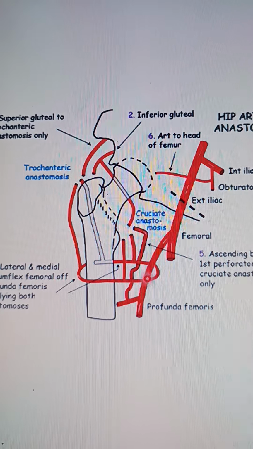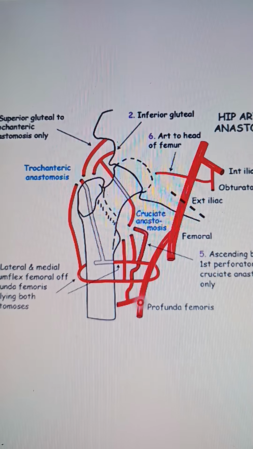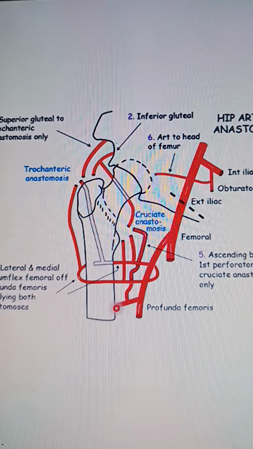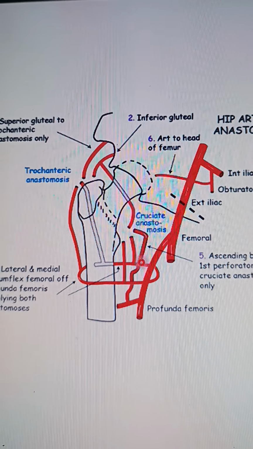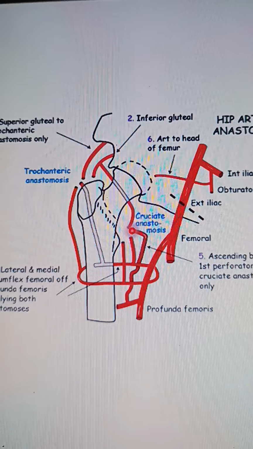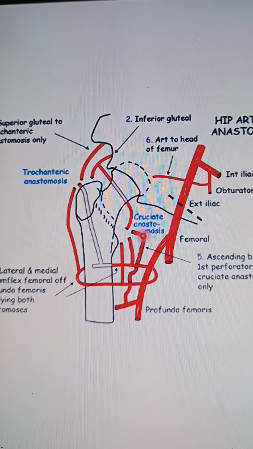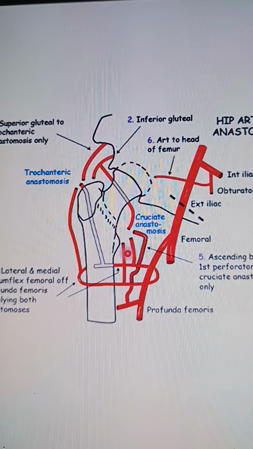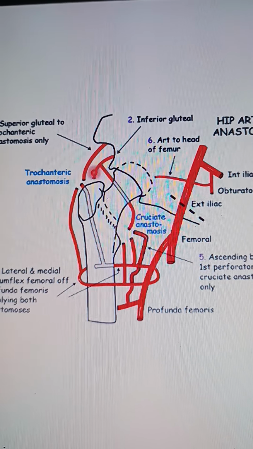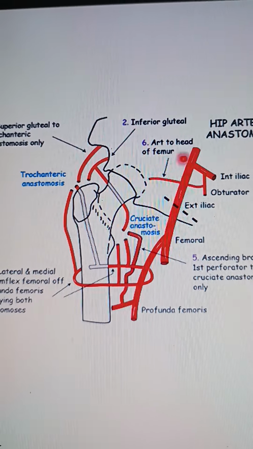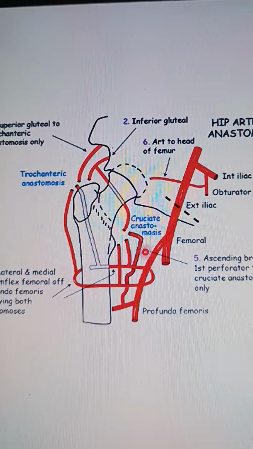Okay. Now, profunda femoris goes further distally, where it will give a few perforating branches. This is the first perforating branch. From there is again an ascending branch going up along with the ascending branch from the two circumflex arteries. So these three arteries contribute to the cruciate anastomosis, while the inferior gluteal artery, which is a branch of the internal iliac, sends a descending branch to complete the cruciate anastomosis.